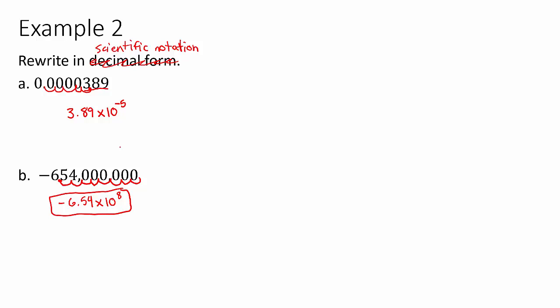And that should make sense after you look at this, that if I do 3.89 and I times it by 10 to the -5th, which is a decimal, I should get a decimal. If I have 6.54 and I times it by 10 to the 8th, which is a really, really big number, I get a really, really big number.